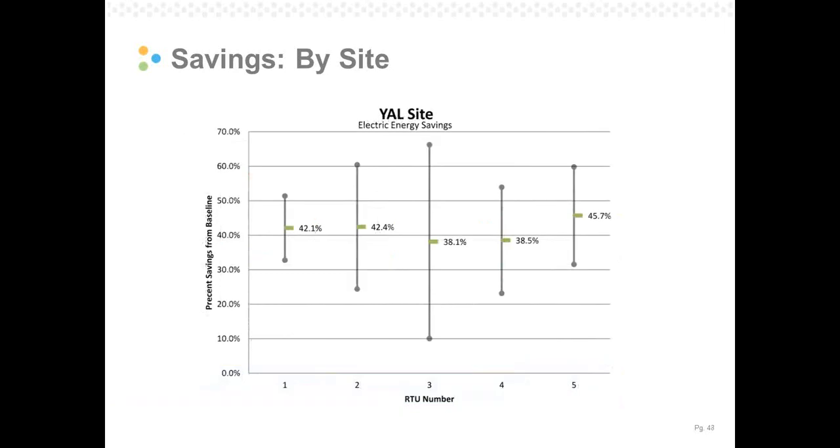And if you want to see the site, this is the electrical savings from the YAL site. Again, this was for summer only, so it's not showing the winter savings, and the confidence intervals are much larger for this particular one. So this is a limited data set, remember. This is only for the limited summer data, and this is only for the Catalyst controller.